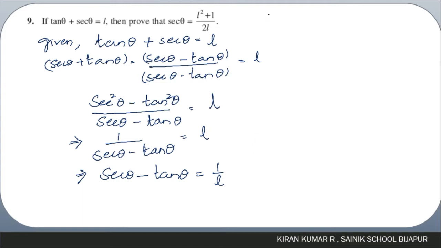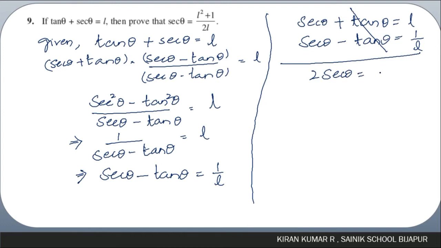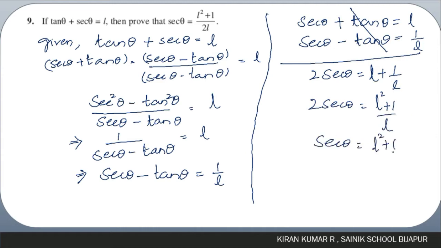Now you take the two equations obtained. One equation is secant theta plus tan theta equal to L. One more equation is secant theta minus tan theta equal to 1 by L. Suppose these two equations are added together, tan theta gets cancelled. We get 2 times secant theta equal to L plus 1 by L. On simplification, by taking LCM, we get (L square plus 1) upon L. So secant theta will be equal to (L square plus 1) upon 2L. So we got the result.